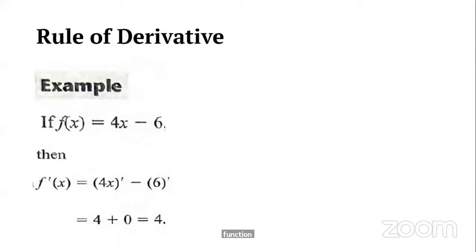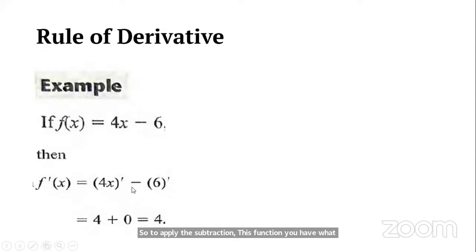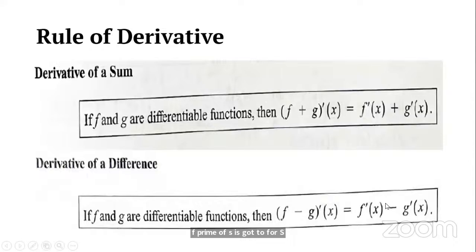Here is another example for the subtraction rule. F of s is equal to 4s minus 6. To apply the subtraction rule for this function, you have f prime of s is equal to 4s prime minus 6 prime, just like the formula has said here, f prime of s minus g prime of s.